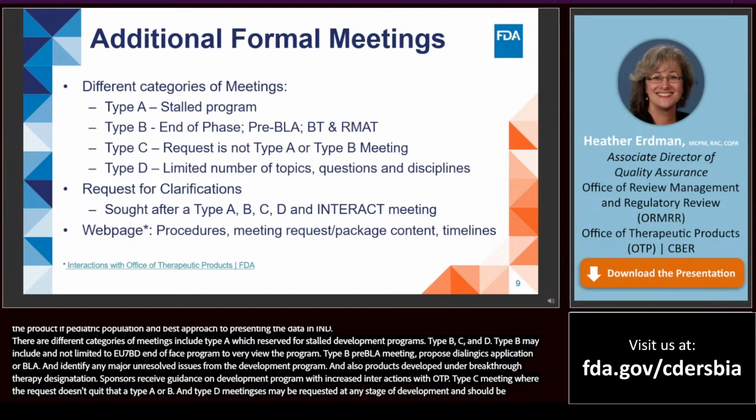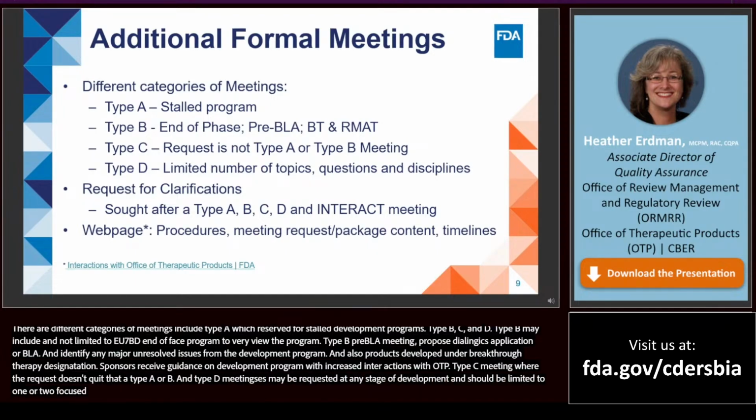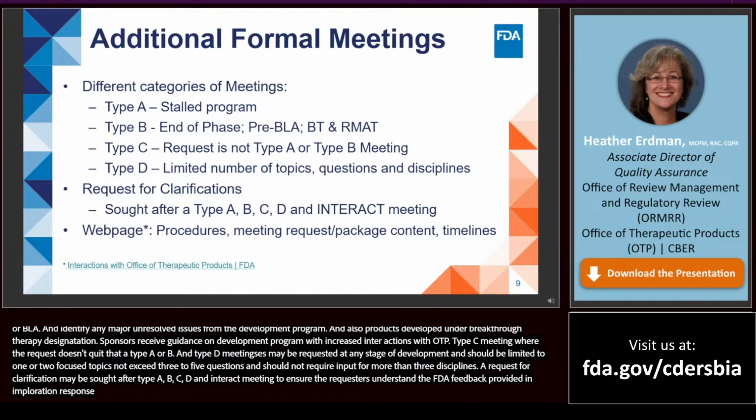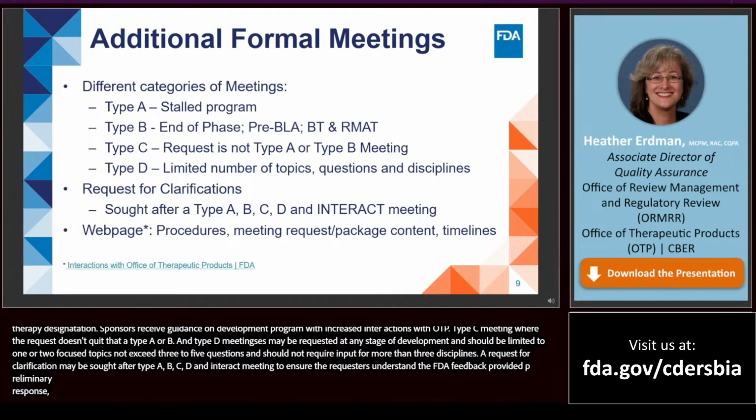1 or 2 focused topics, not exceed 3 to 5 questions, and should not require input from more than 3 disciplines. A request for clarification may be sought after a Type A, B, C, D, and Interact meeting to ensure the requester's understanding of FDA feedback provided in either a preliminary response if the meeting was canceled, a meeting summary, or a written response issued by FDA. Only questions of a clarifying nature should be submitted rather than new issues or new proposals.